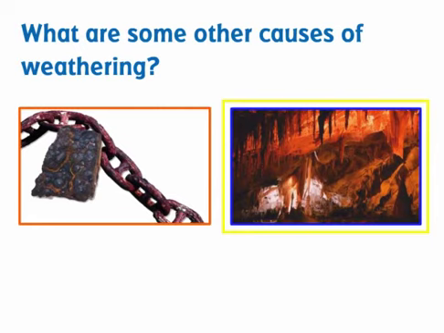Carbonic acid also weathers rocks in soil. Decaying plant and animal matter puts carbon dioxide into the soil. Rainwater enters soil and combines with the carbon dioxide.